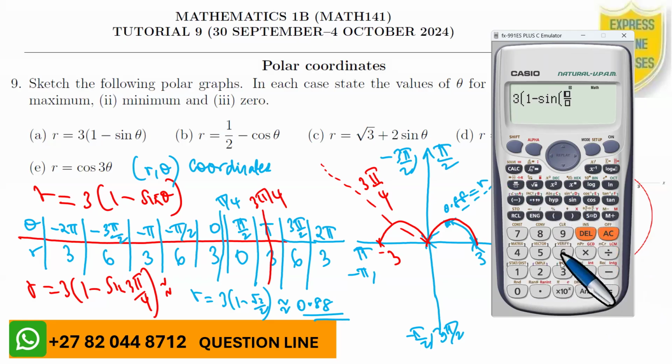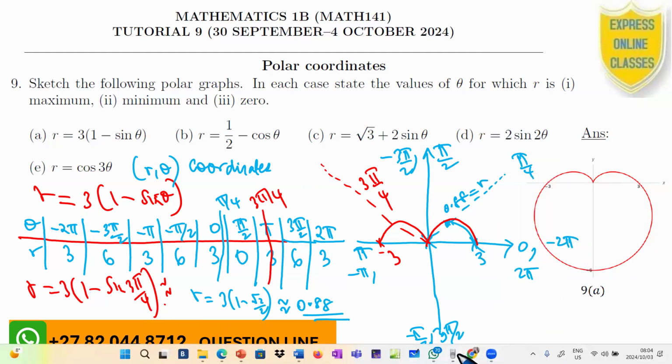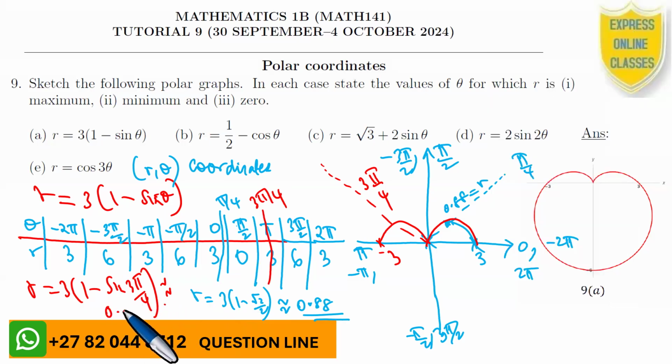The 3 pi over 4, which is 3 times 45, 135 degrees. I've set the calculator in degrees. There's a closed bracket there, which is minus 0.88. Is it minus? It's not, it's positive. Let's see. Yeah, it is 0.88. So here you have 0.88.